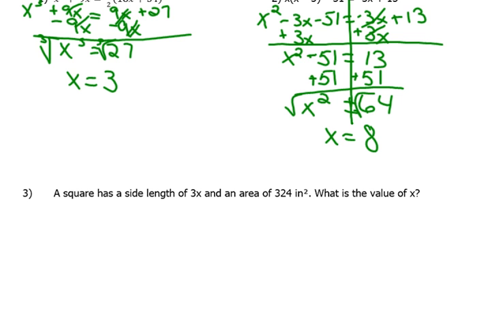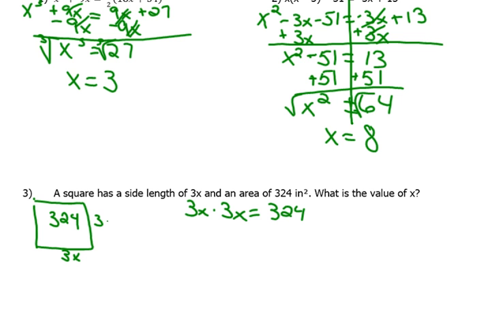All right, a square has a side length of 3x and an area of 324. So again, when they're talking about shapes, we want to try to draw a picture. So I know my area is 324. I know my side is 3x. We want to know what's the value of x. Well, when I do these, right, we have 3x times 3x has to equal 324. Side times side has to give me the area. So when I do these, 3 times 3 is 9, x times x is x squared.